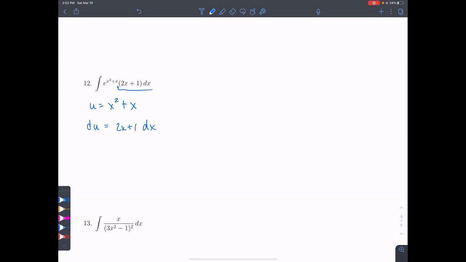So we can actually just substitute that. So we're looking here at the integral of e to the u times du. So this is e to the u plus c. So this is e to the x squared plus x plus c. The nice one after number 11.